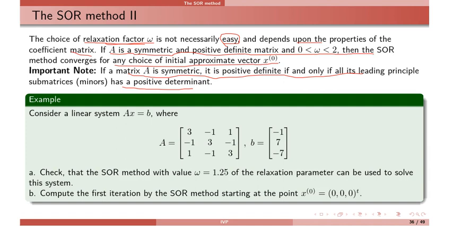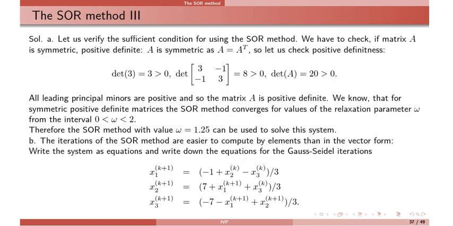So if you want to check that the method will converge, just show that the matrix is symmetric and positive definite. For example, you want to solve this system with A and B, and it says that omega is 1.25. You can check whether this works or not, and then solve the system by taking the initial guess 0, 0, 0. So firstly I am verifying that sufficient condition.